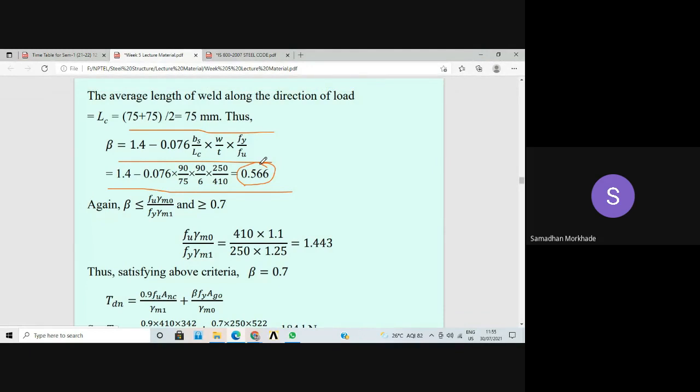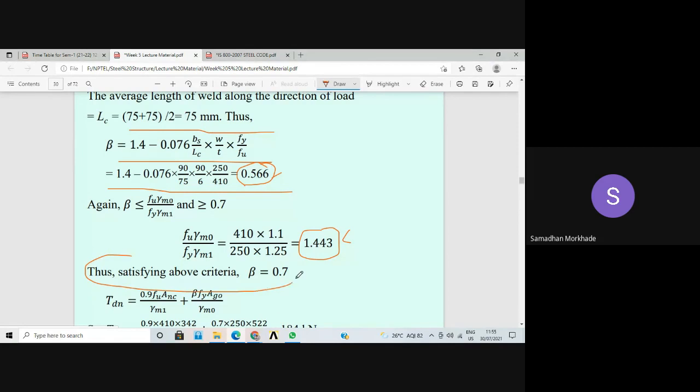0.566. It means it is less than 0.7. Okay, so see, this is the lower limit and the upper limit is 1.443. So beta 0.566 is less than 1.44, but it is less than 0.7. Okay, so we have to take minimum as 0.7. Note this, this is a very important thing that comes into the picture.